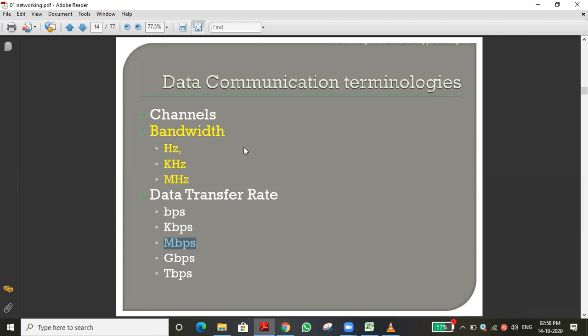So these terms you just go through. You have to refer to the internet and get the things ready for tomorrow's class. And tomorrow we will complete this one along with circuit switching. Then you will come to know how the data will flow.